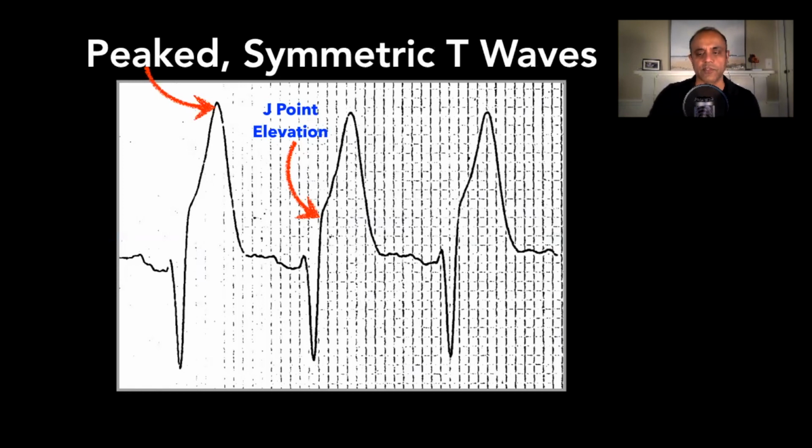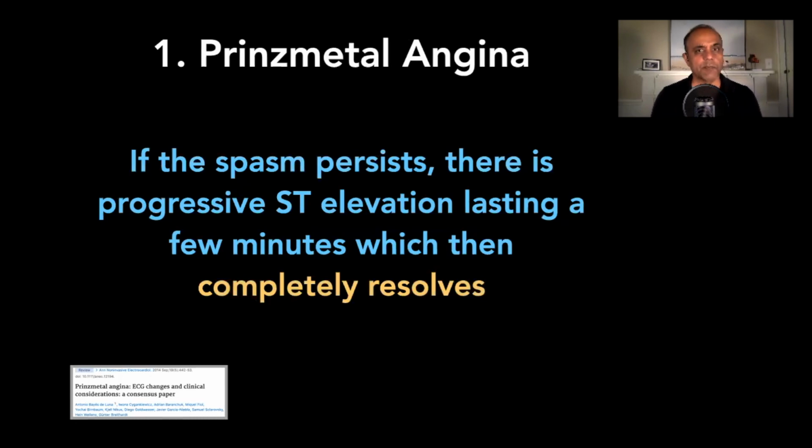Here's the example. Here's the appearance of what the T waves look like. They're broad, they're tall, and they're peaked, not narrow and peaked like in hyperkalemia. They're broad, symmetric, and peaked, along with an elevation of the J point. A few points about this. If spasm persists, there's progressive ST elevation lasting for several minutes, and then it spontaneously gets better. And if you treat it, it does get better.